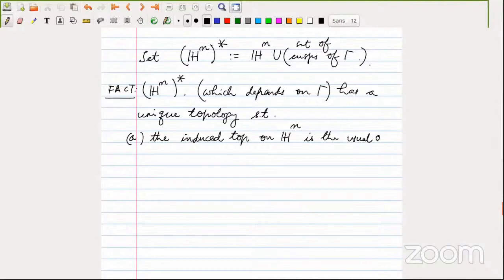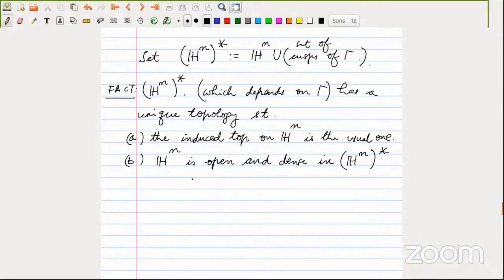This is the usual one, which comes from the induced topology of C^n. And then H_n is open and dense in H_n star. As you can see, the first condition takes care of points inside H_n, by which I mean I know how to put open sets around points inside H_n. Now let me describe how to specify neighborhoods of the cusps.